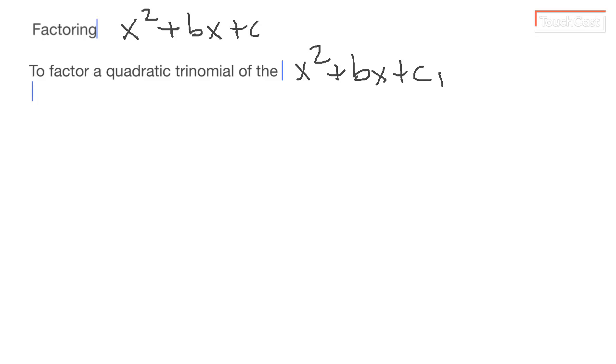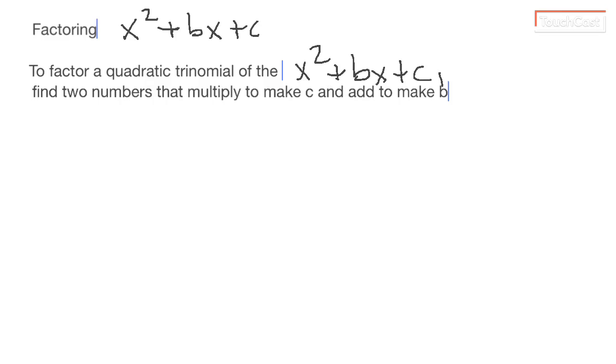Essentially what we're going to do is we're going to try to find two numbers that multiply to make c and add to make b. And I've got some tricks on how to do this. But there is one other thing. If we can't find any numbers, so if no such numbers exist, then the trinomial is not factorable.